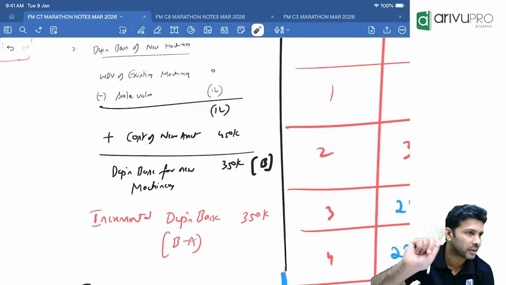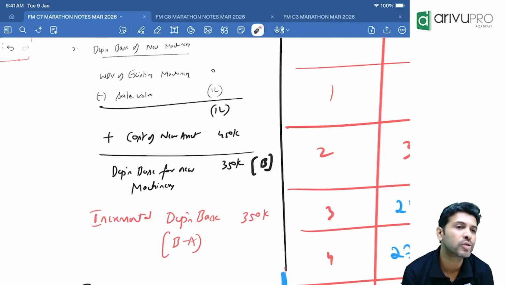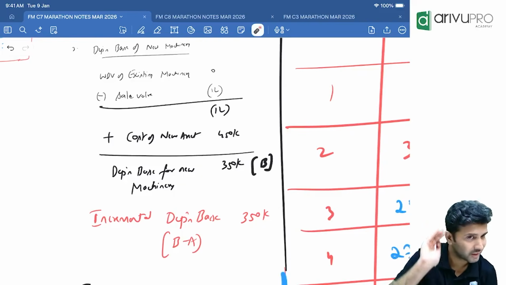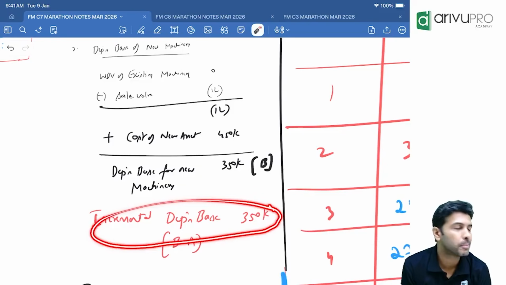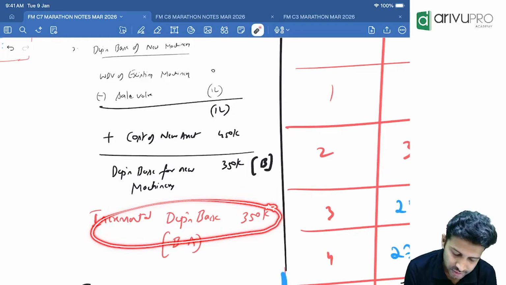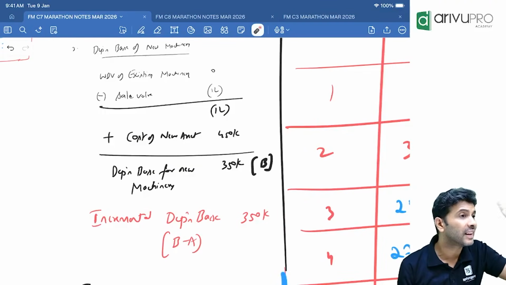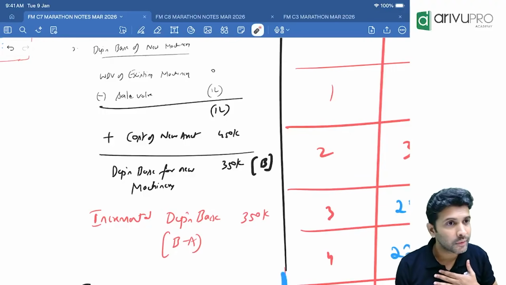Everything on incremental basis. Don't forget that. Now you tell me, depreciation base means what? On what we will charge depreciation. Right? So on this incremental depreciation base, if you calculate depreciation, will you get depreciation or incremental depreciation? Since this is the incremental depreciation base, if you calculate depreciation on it, you will get incremental depreciation, and that's what we want.